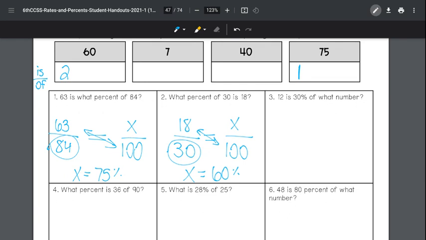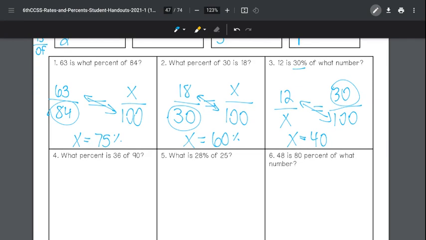Number 3, 12 is 30% of what number? They gave us our percent. 30% over 100%. 12 is 30% of what number? 12 is, and we're looking to find the of, what number? Cross multiply and divide. 1,200 divided by 30, x equals 40. So I put a 3 in box 40.